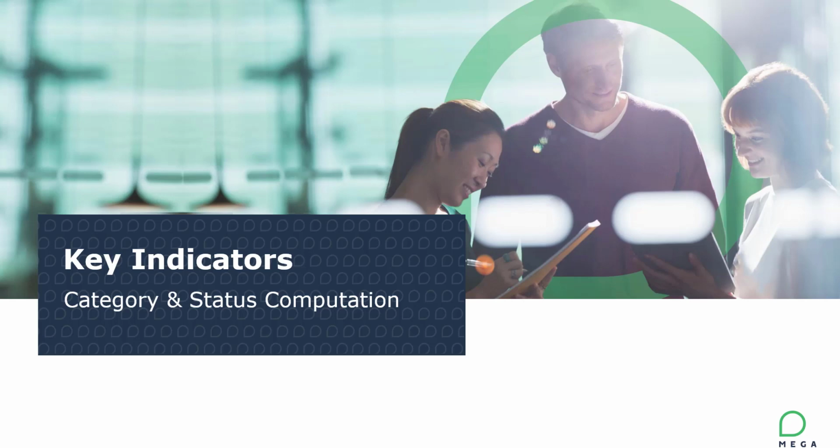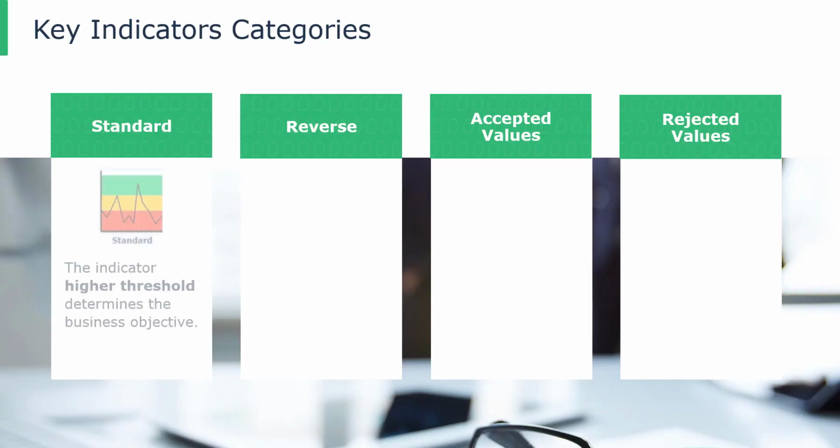In this video, we take a look at how the key indicators categories define the way in which HOPEX automatically computes the indicator status. So the objective of this video is to teach you what is the logic behind the key indicators computation. In the standard versions, key indicators categories can be of 4 types.